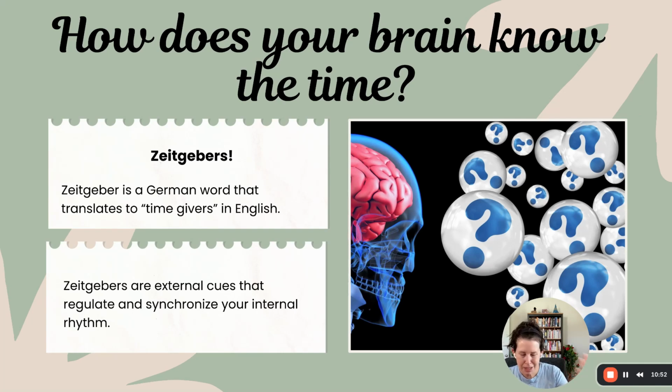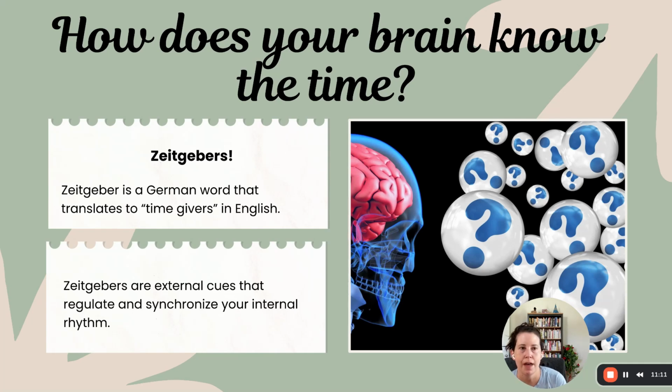Okay, so how does your brain know what time it is? Because it doesn't directly know. I know I said there's a little clock in your brain, but your brain doesn't directly know. For example, I'm recording this at 10:13 in the morning in Texas, where I'm located, but my brain doesn't inherently know that it's 10:13.